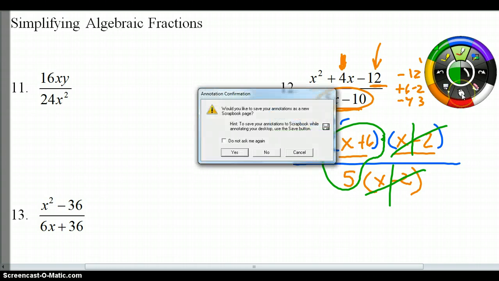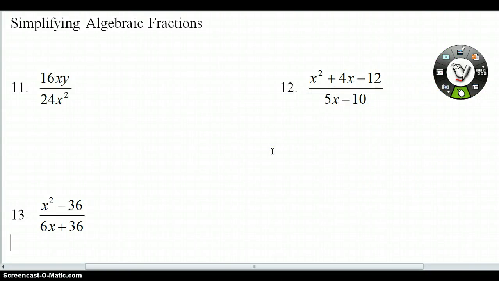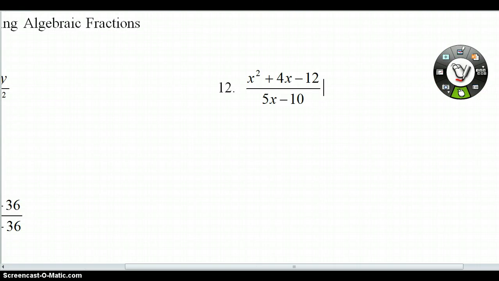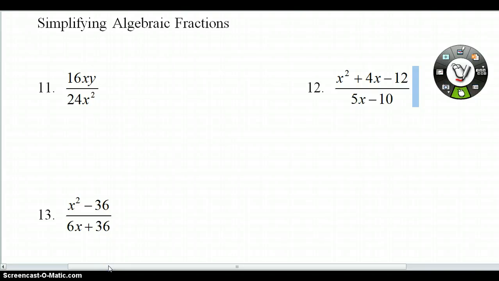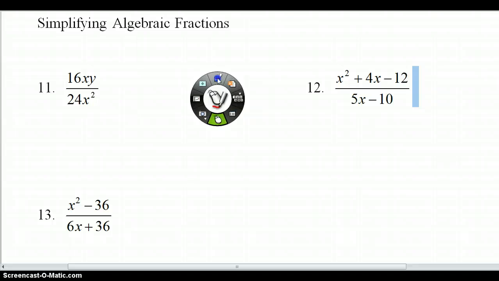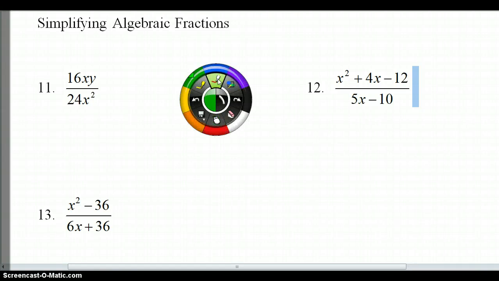Number 13 is an example of, again, our first instinct might be to cancel these out, cancel out the 36s. We don't want to do that, and again, we can't do that when we have a plus or a minus. So first instincts fight. The first instinct here, what we want to do is try to factor.